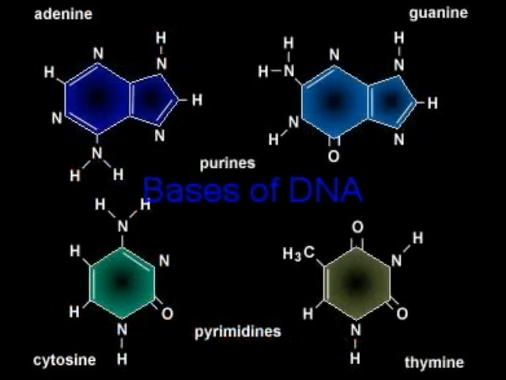The bases of DNA, the pyrimidines and the purines, are the four main components of DNA. You have adenine, guanine, thymine, and cytosine. These base pairs will pair together in order to create the ladder that you see when you think of DNA.